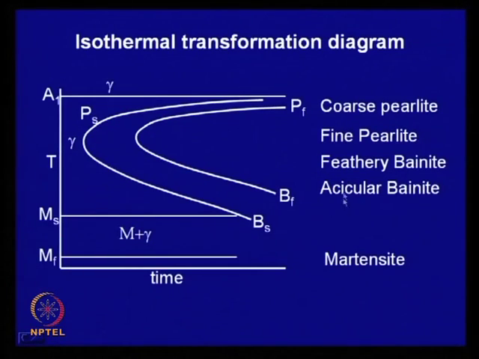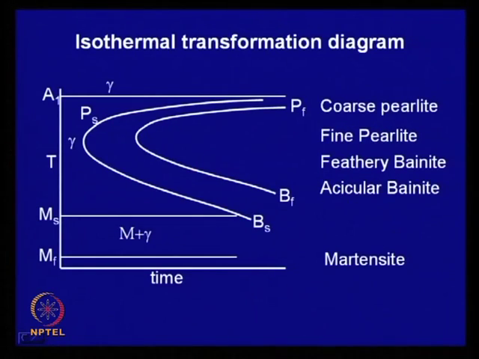In between you have a mixture of coarse pearlite and fine pearlite. In between, at this intermediate isothermal temperature, the microstructure changes from coarse to fine, feathery, acicular bainite. As you go down that isothermal temperature, the structure becomes finer and much stronger.